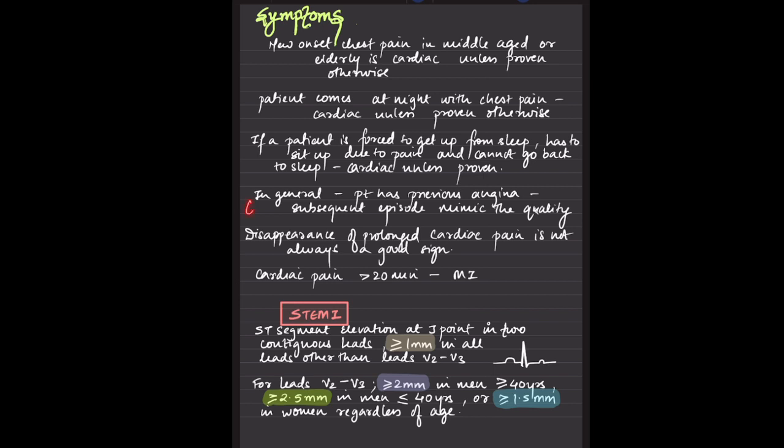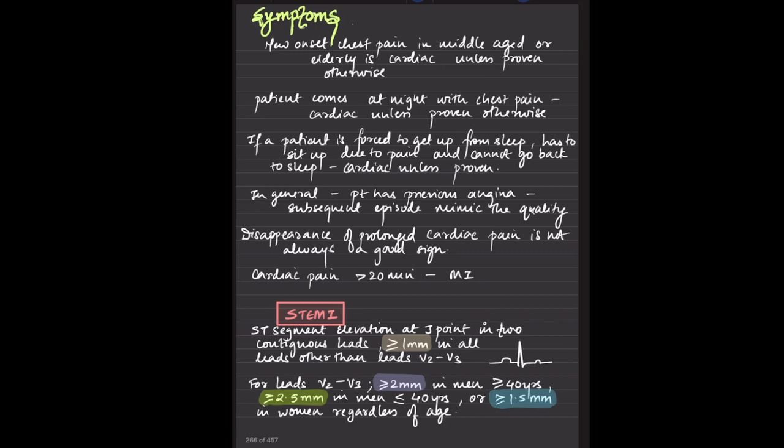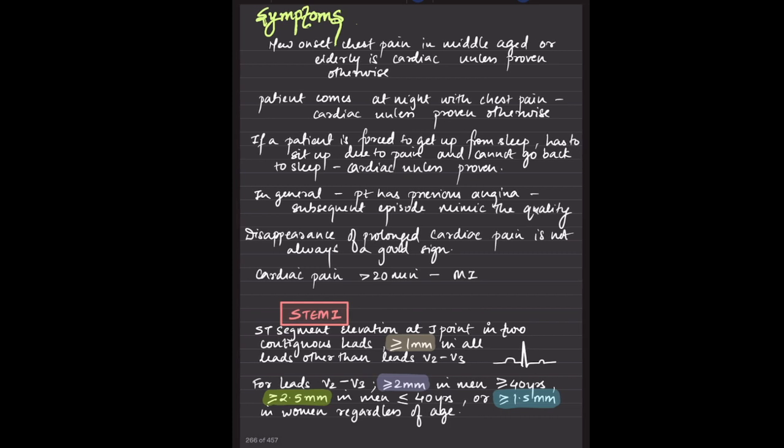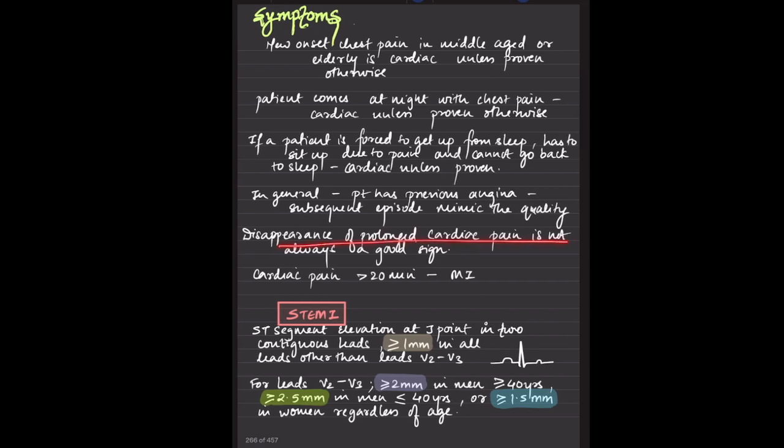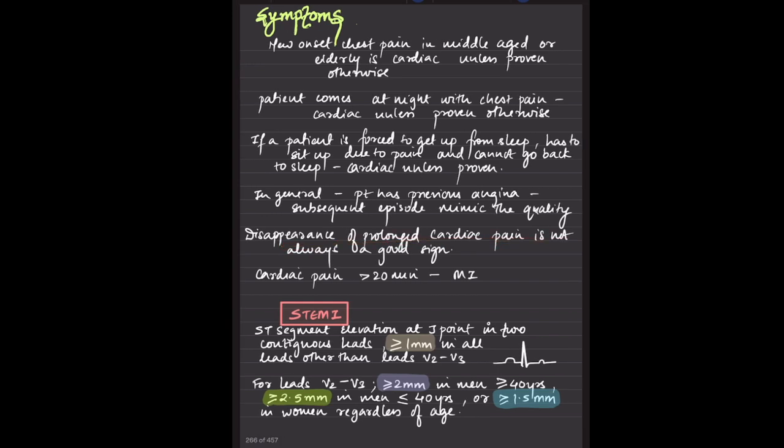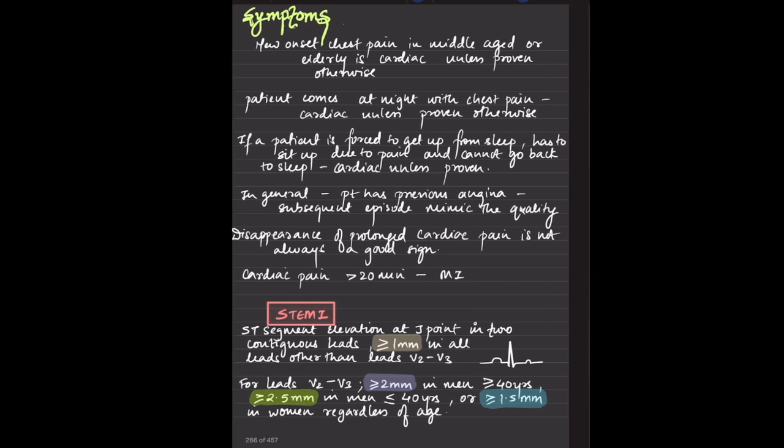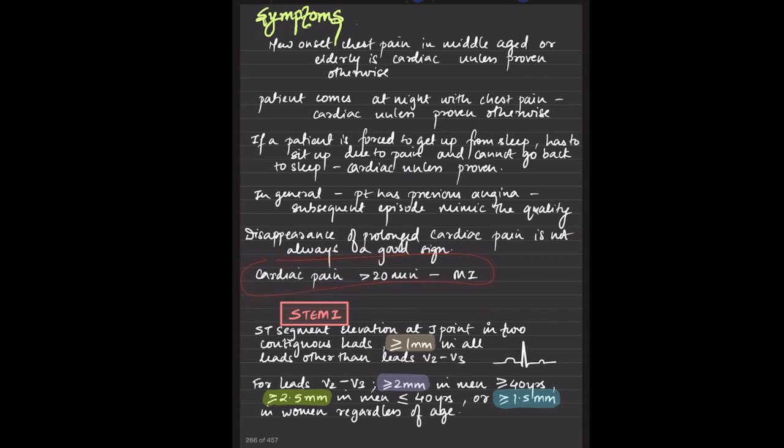In general, the fourth rule is that the patient has a previous angina and is saying that the same type of pain he is experiencing, consider it to be MI. Disappearance of prolonged cardiac pain does not mean we can say it is fine, it is over, it is good. No, it means that the myocardium is dead now. That's why pain is not present. So cardiac pain of more than 20 minutes means it is an MI.